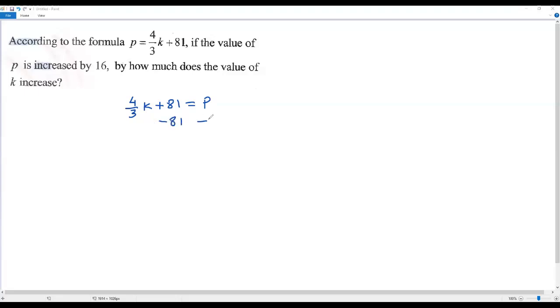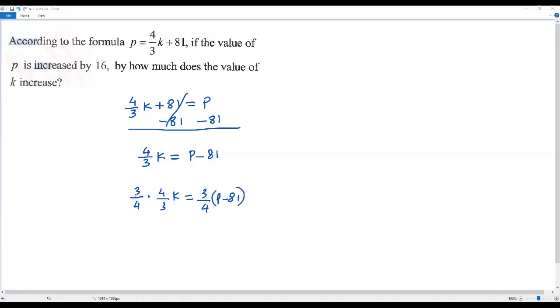First, I have to subtract 81 from both sides. Then plus 81 and minus 81 cancel out. I get 4 over 3 times K equals P minus 81. Now I'm going to multiply both sides by 3 over 4 to get rid of the fraction 4 over 3 multiplied by K, because my aim is to solve for K. So 3/4 times 4 over 3 K equals 3/4 times (P minus 81). The 3 will cancel, the 4 will cancel out. So I get K equals 3 over 4 times (P minus 81).